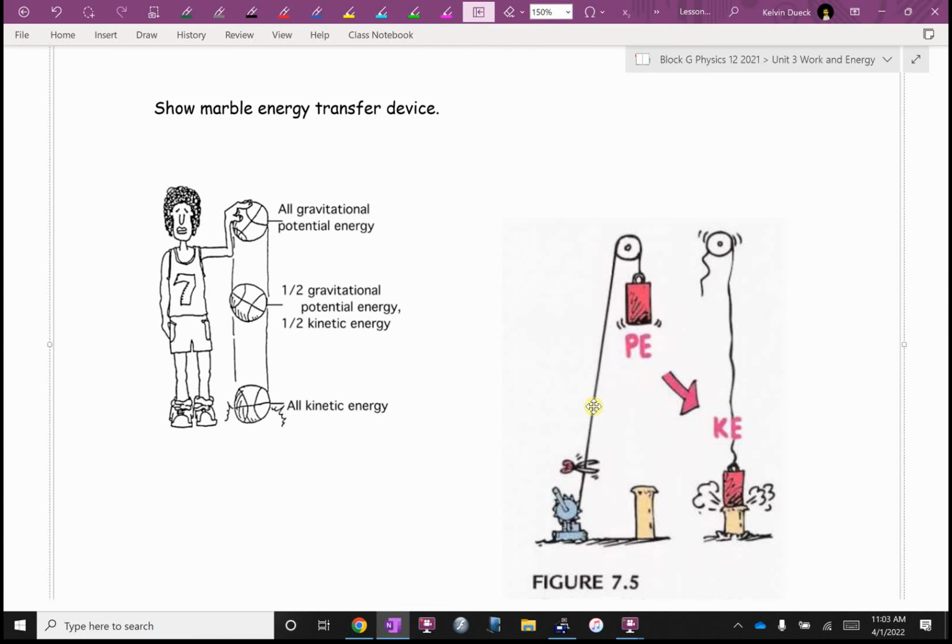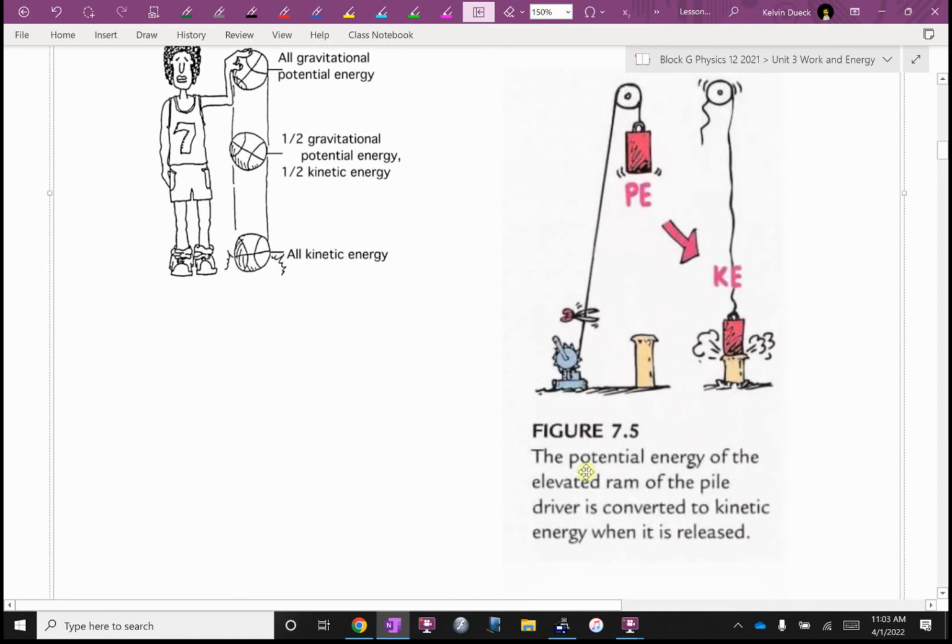In fact, all of you that have played basketball probably had the 8 a.m. Saturday morning Egg McMuffin game where the basketballs were so cold from being in the car, you have to pound them on the floor. You're actually adding heat to the basketballs and heating them up. Pile driver is another nice example of conservation of energy.